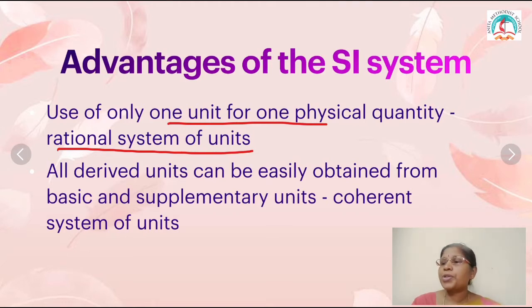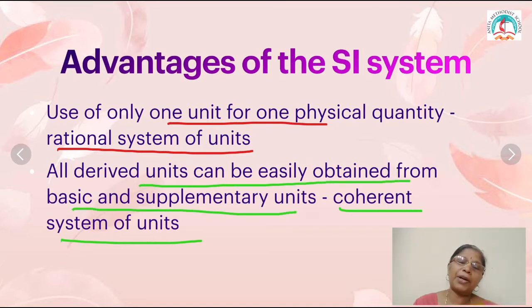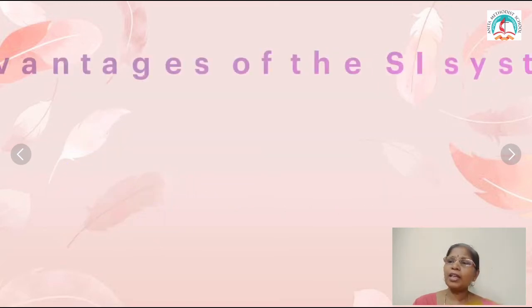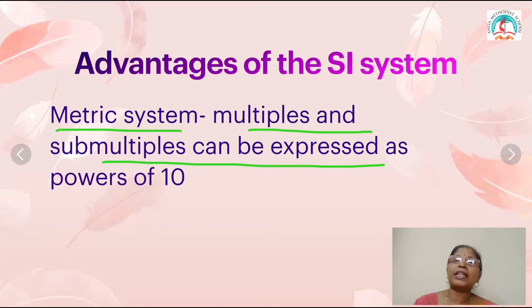The second one is a coherent system of units. What is meant by coherent system of units? All the derived units can be easily obtained from basic and supplementary units. So it is a coherent system of units. Now the third one is a metric system. What is meant by metric system? Multiples and submultiples can be expressed in terms of powers of 10. So it is a metric system.